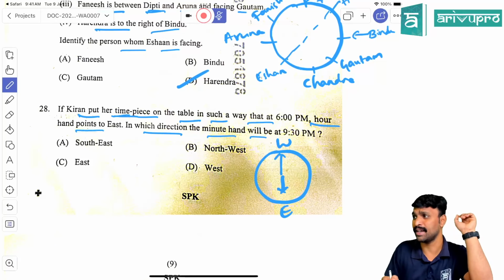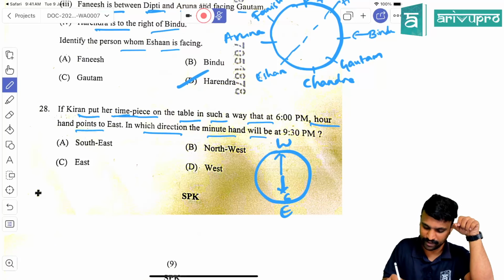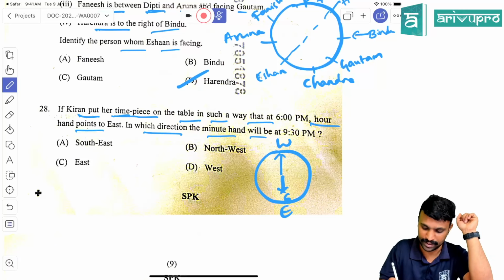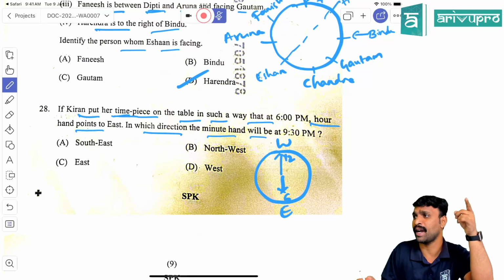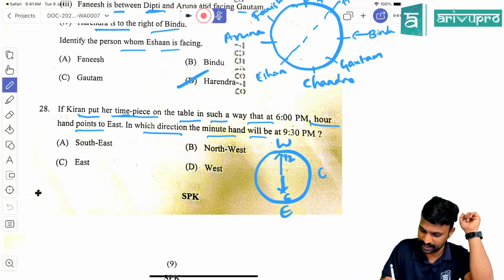Right, guys, at 9:30, the minute hand will be exactly at 6. 6 is definitely east facing. Yes or no? 6 is east facing and 12 is west facing. So at 9:30, definitely the minute hand will be at 6. But this is 6 p.m. actually. This is to determine where is east. East is definitely towards 6.